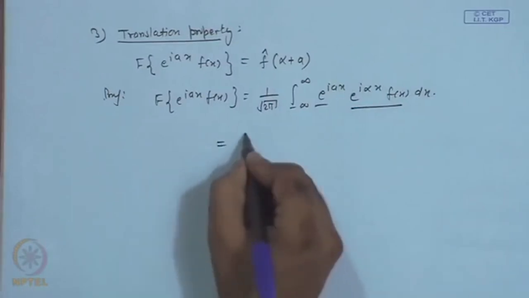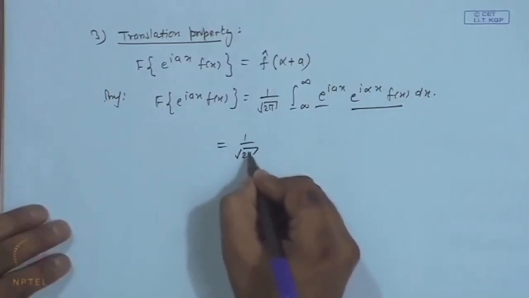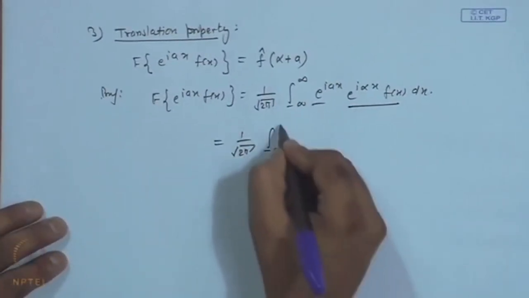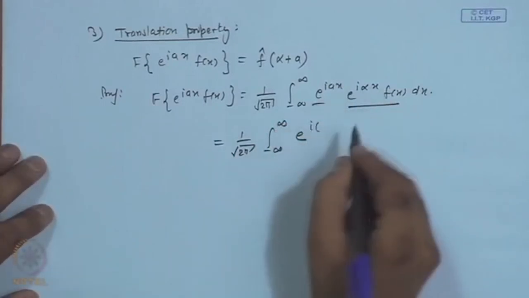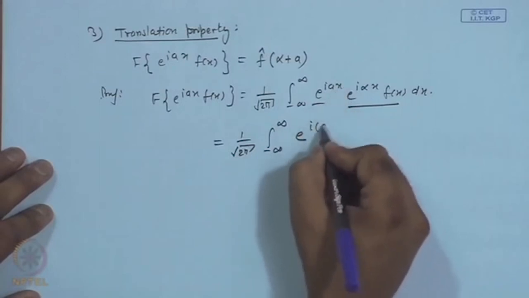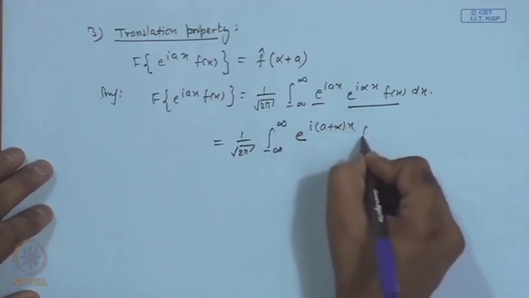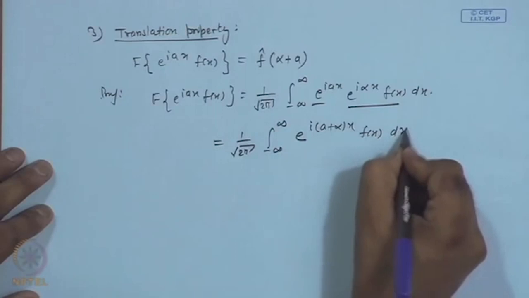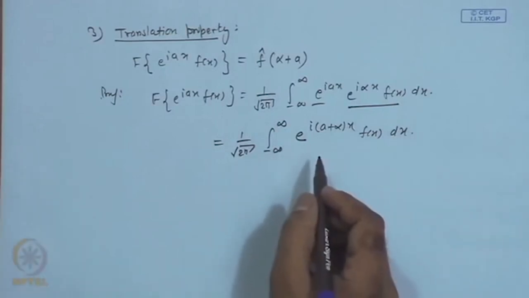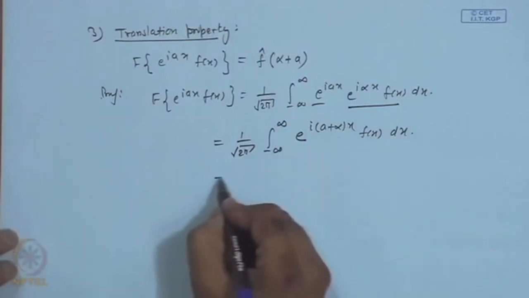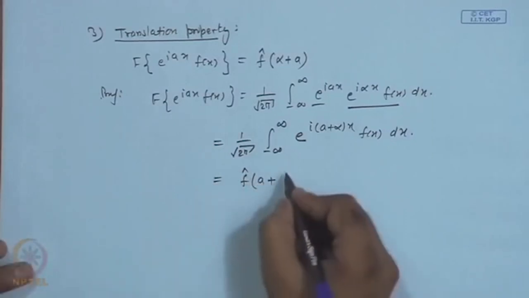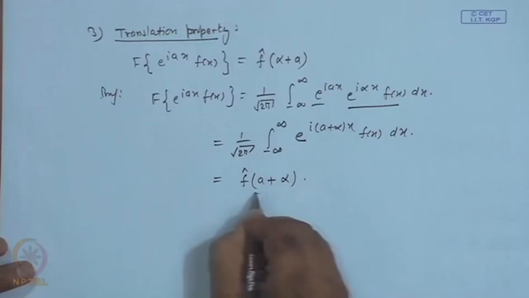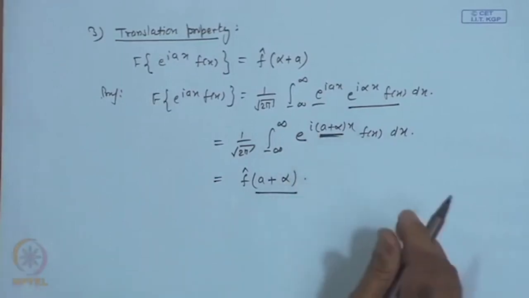Now, integrating from minus infinity to plus infinity, we combine these two. So we have e^{i(a + alpha)x} f(x) dx, and if you just see the definition of the Fourier transform, this is exactly f hat, where we replace this alpha by a plus alpha here.